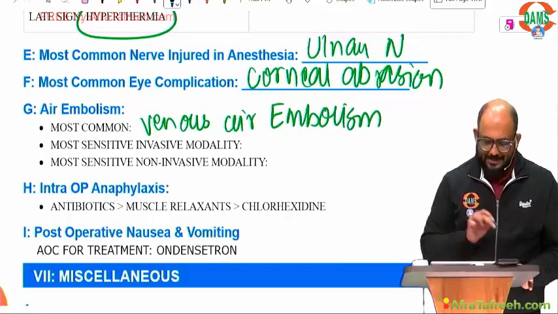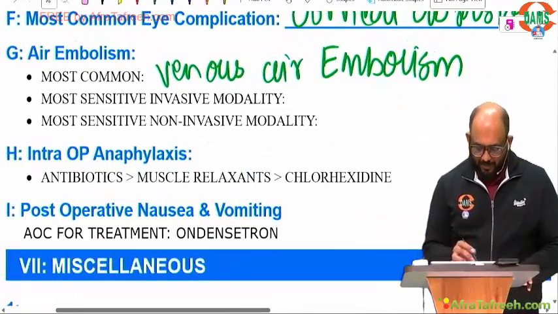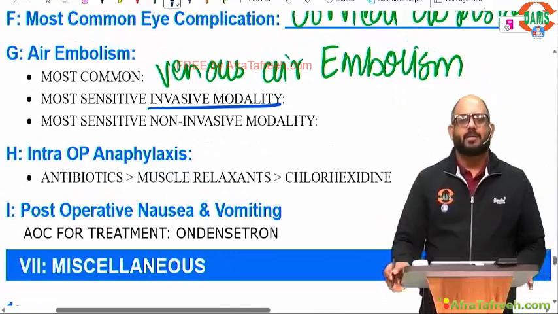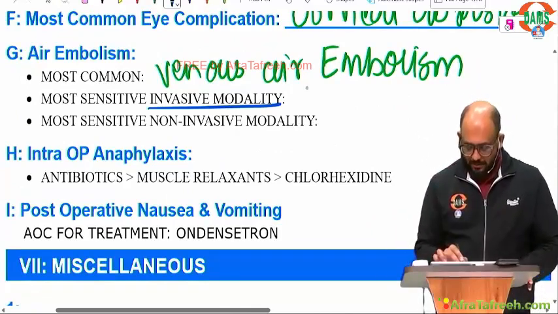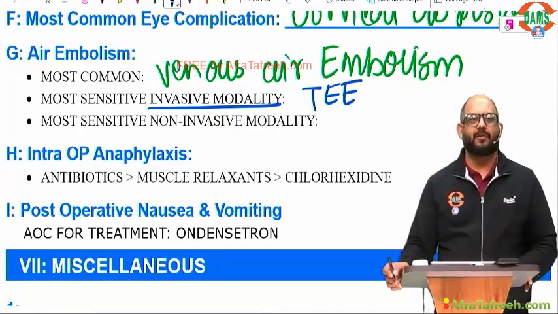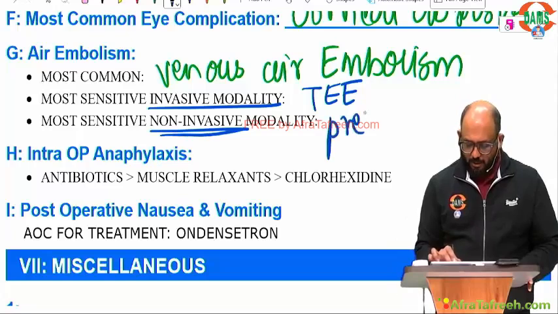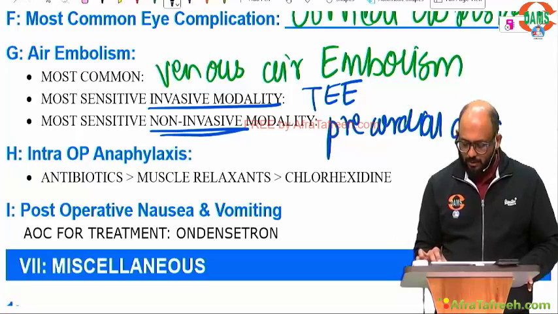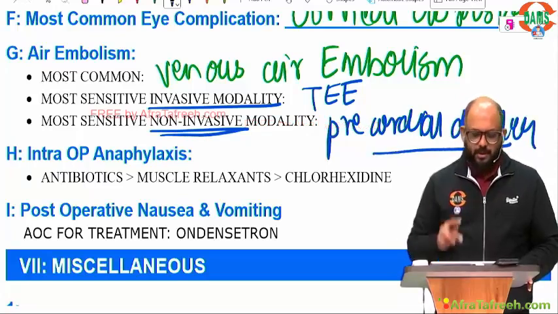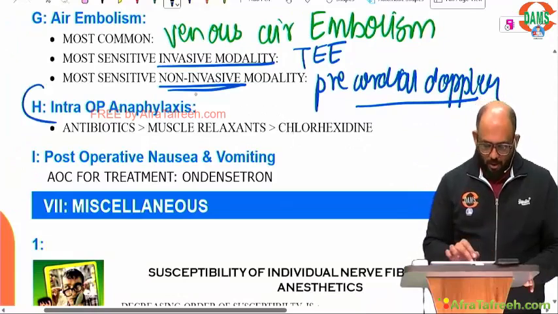Most sensitive invasive modality to diagnose venous air embolism is TEE, trans-esophageal echocardiography. Most sensitive non-invasive modality is precordial Doppler.